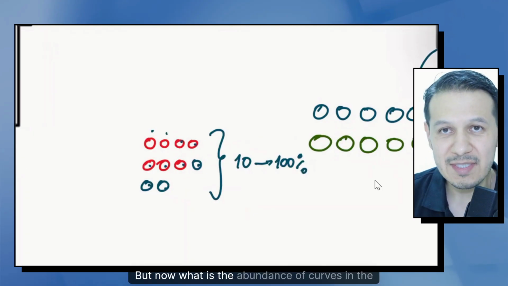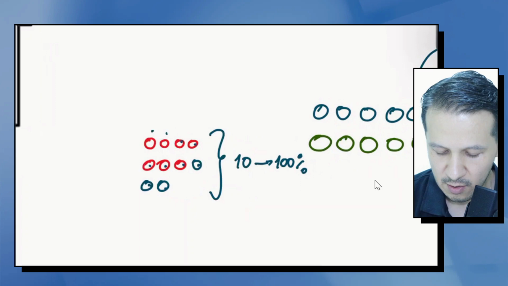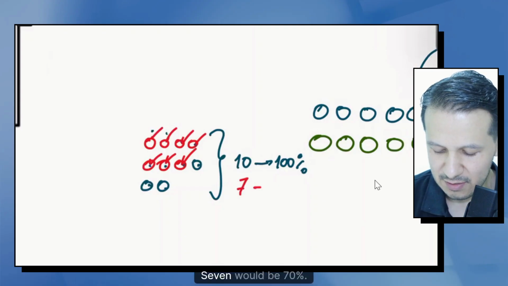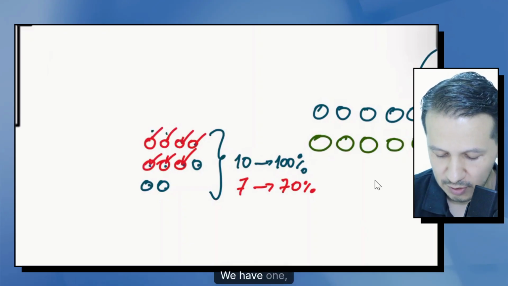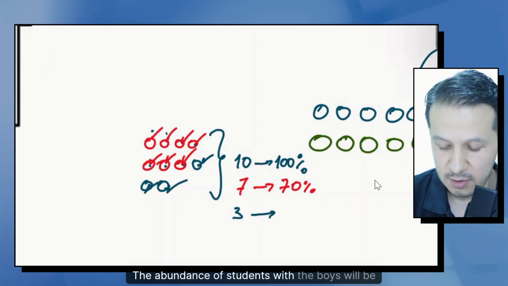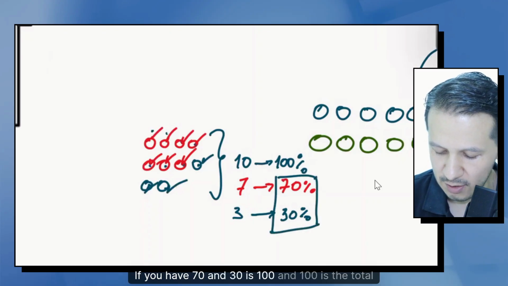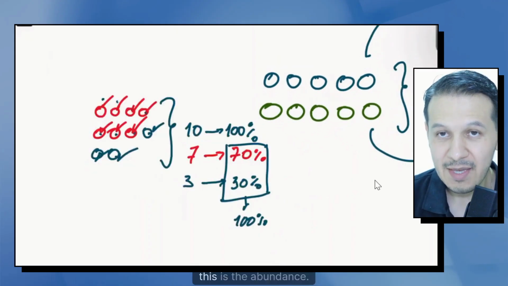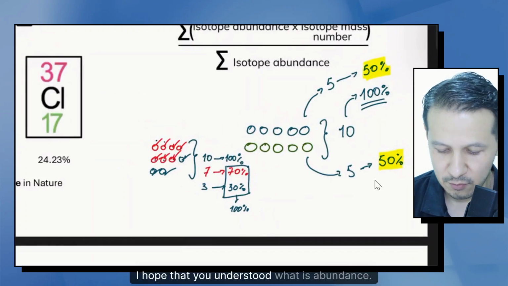But now, what is the abundance of girls in the classroom? So we just count the number of girls in the classroom. We have 1, 2, 3, 4, 5, 6, 7. So we have 7. 7 would be 70%. What will be the abundance of boys in the classroom? We have 1, 2, and 3. This is 3 students. The abundance of boys will be 30%. If you have 70 and 30, that is 100, and 100 is the total quantity of students. You see? This is the abundance of boys and abundance of girls. Now, I hope that you understood what is abundance.